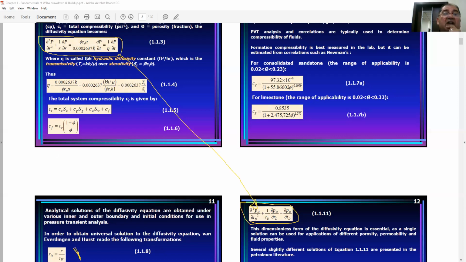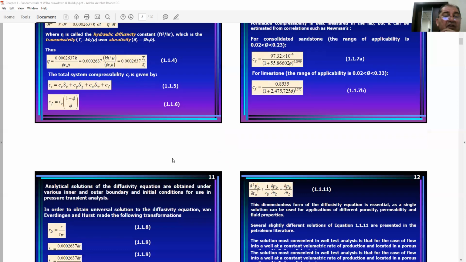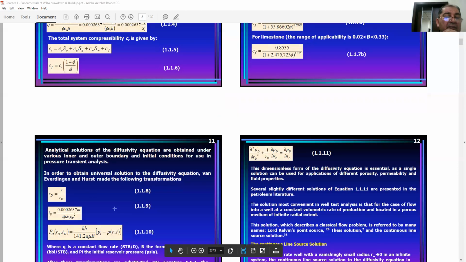I need you to answer the question: how can we move from this shape to that shape using these three equations? Okay? Good.